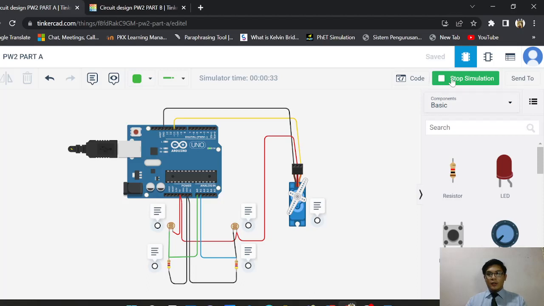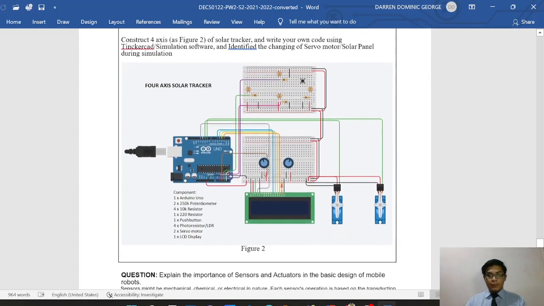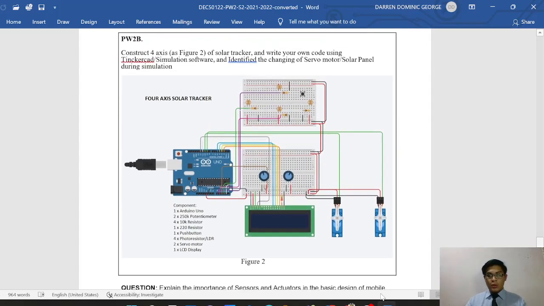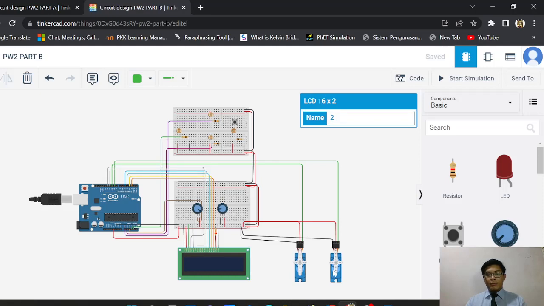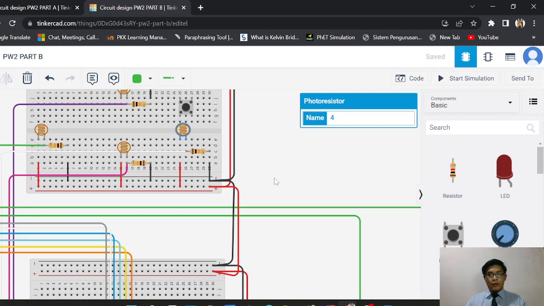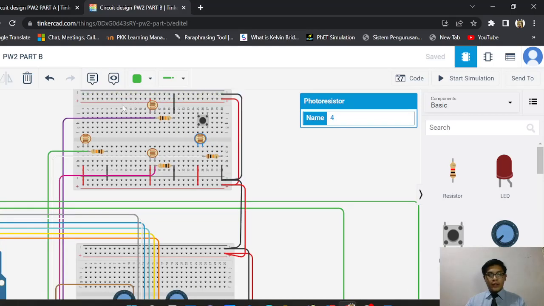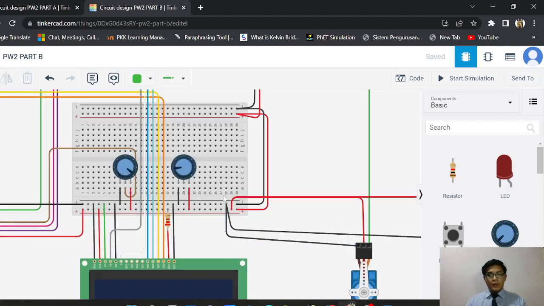And then we go to my part 2, which is this one. In my part 2, I'm using an Arduino, the LCD 16 by 2, two motors, and photoresistors. I use 4 photoresistors.